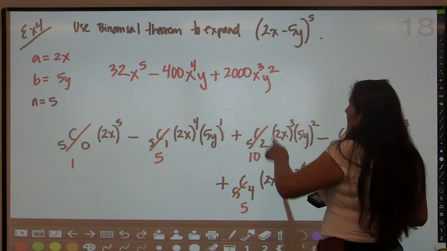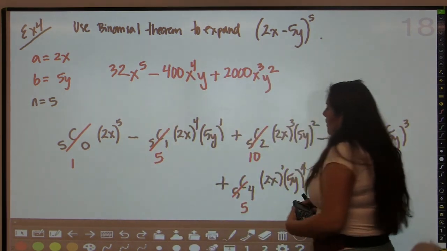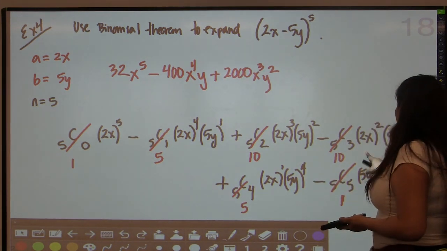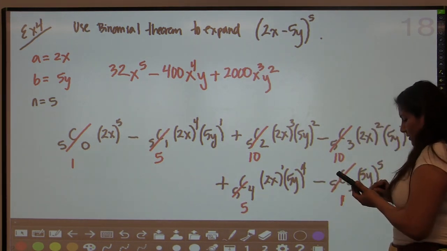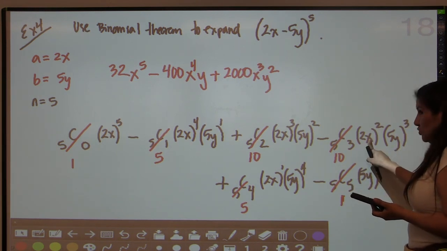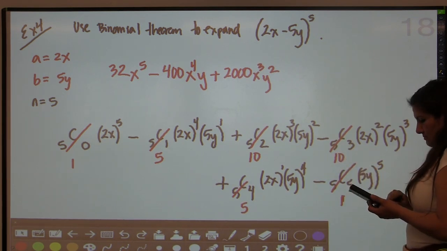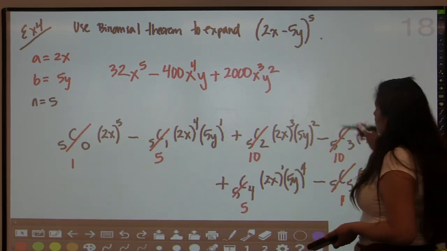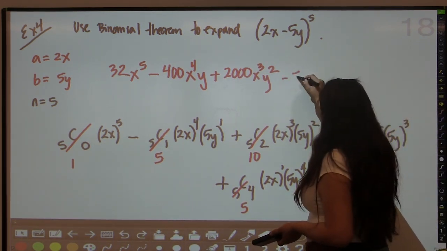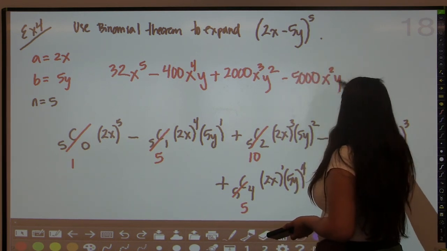Again, your exponents here should still add up to 5. 4 and 1 is 5, and 3 and 2 is 5. So we're doing okay so far. All right, and then here we go. So now we're going to do 5 to the third power, which is 125, times 2 squared, which is 4, times 10. 5,000. And that's a minus. Minus 5,000 x squared y cubed.